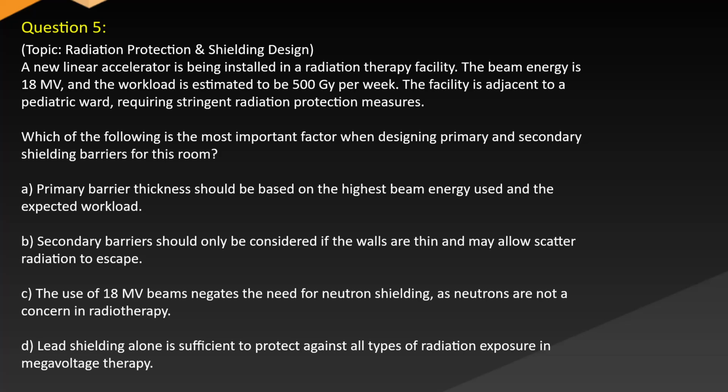A. Primary barrier thickness should be based on the highest beam energy used and the expected workload. B. Secondary barriers should only be considered if the walls are thin and may allow scatter radiation to escape. C. The use of 18 MV beams negates the need for neutron shielding, as neutrons are not a concern in radiotherapy. D. Lead shielding alone is sufficient to protect against all types of radiation exposure in megavoltage therapy.